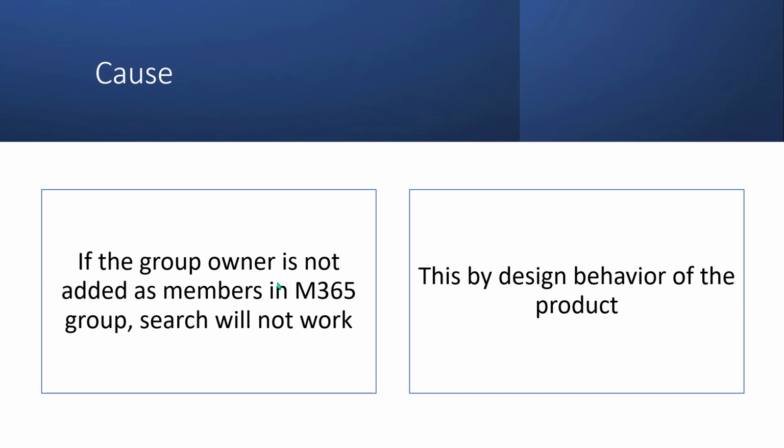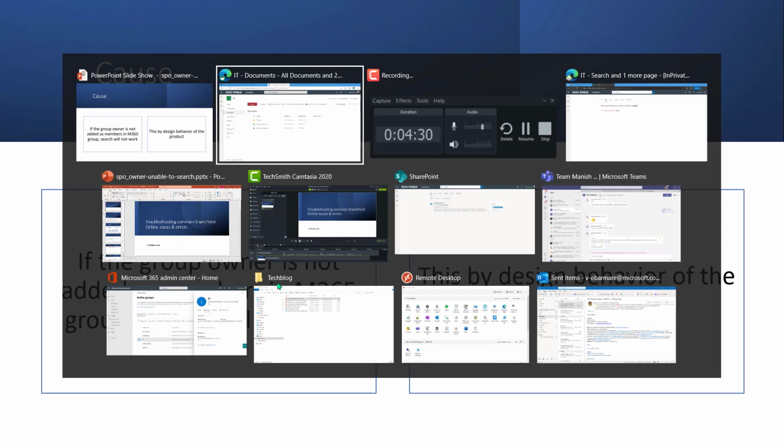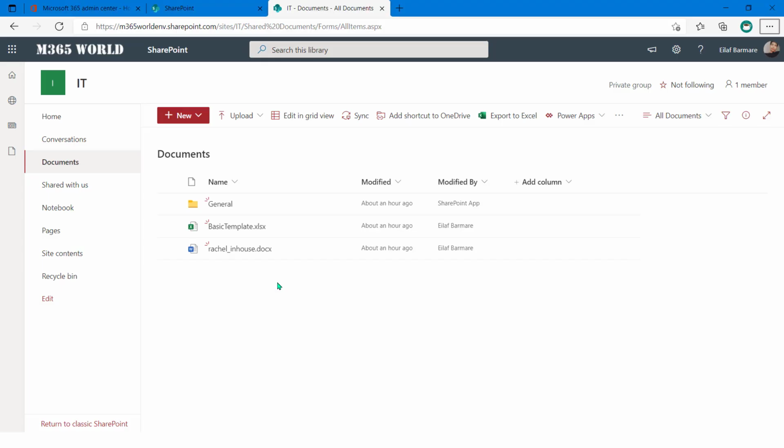It is designed in such a way that whenever the search is querying something, the security trimming or security filtering searches at the group membership level. The APIs work in such a way that they search for the members. They don't search for the owners. So if it is a group connected site, we need to make sure that the group owner is added as a member. And to do that, we will switch back to our admin account.